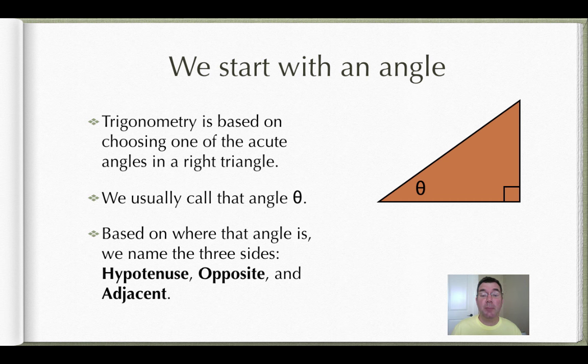So based on the angle that we chose, we're going to name the three sides: the hypotenuse, the opposite, and the adjacent. Now the hypotenuse is always going to be the longest side. It's always on the opposite side of the triangle from the right angle. And it's always like the diagonal side, if you want to think of it that way. The opposite is going to be the side that is furthest away from the angle that we've called theta. So that's going to be called the opposite. And then the side that is touching that angle theta, or is next to that angle theta but is not the hypotenuse, that's going to be called adjacent. And that's just because adjacent is a word that means to be next to something.